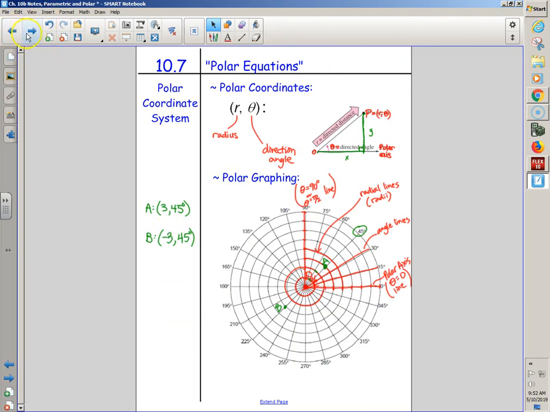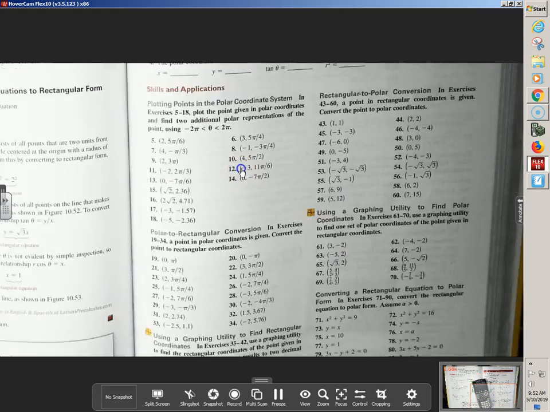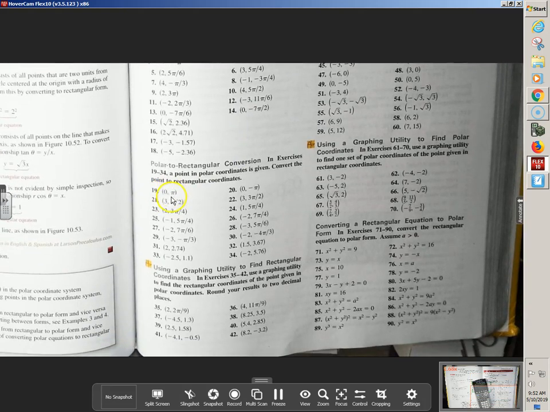Okay. So plotting points in homework, that's going to be the beginning, all the way up until the 20s, all of those are super easy and fast. Cool. Starting in the 20s and 30s, what's going on there? You're taking a polar point and making it rectangular. You're taking an r, theta and making it x, y.